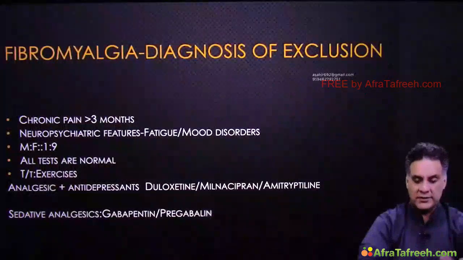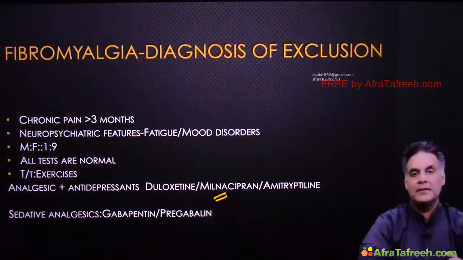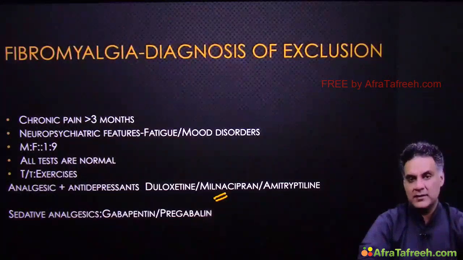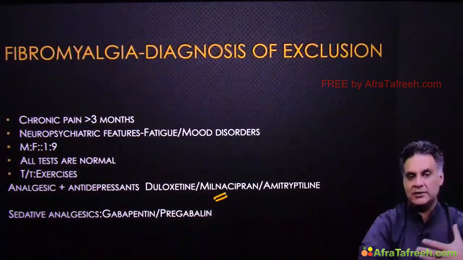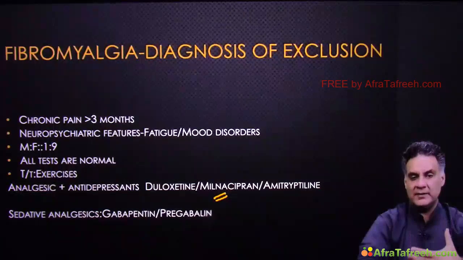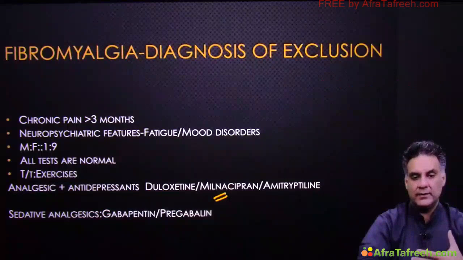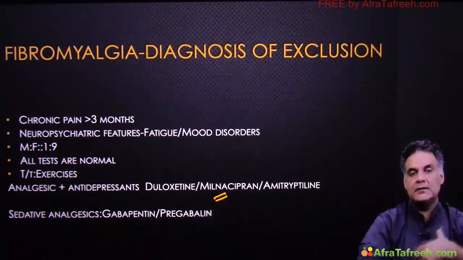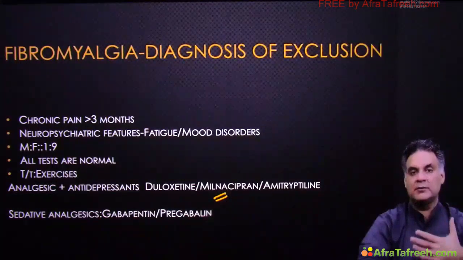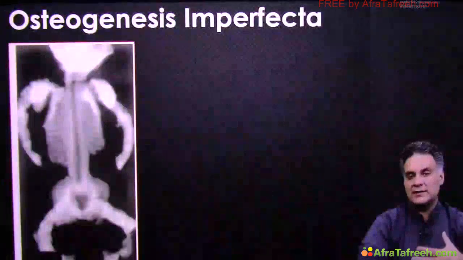Fibromyalgia. There was a question asked about milnacipran. It's a drug being used in fibromyalgia. It's a diagnosis of exclusion. Chronic pain, mainly in the back, for more than 3 months. Neuropsychiatric features of fatigue or mood disorders. More common in females. Reports are normal. Go for physical activities. Give painkillers, mood elevators. Duloxetine, milnacipran, amitriptyline are used. Gabapentin, pregabalin also help.